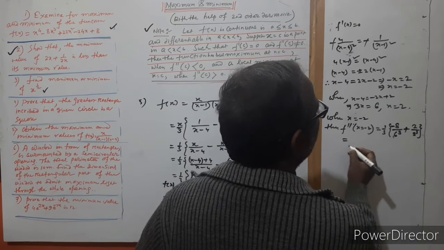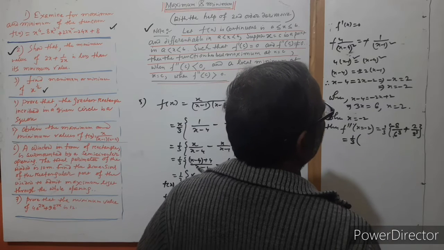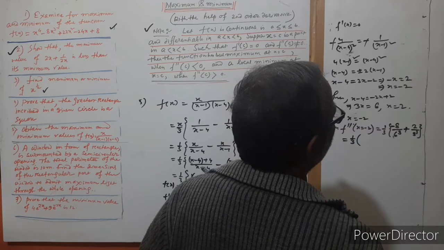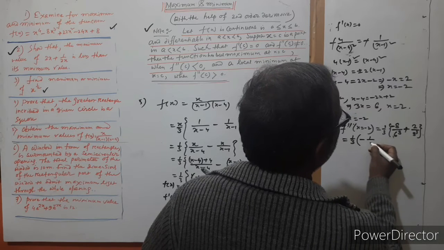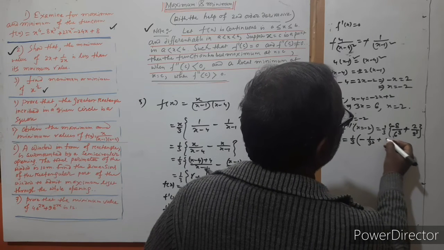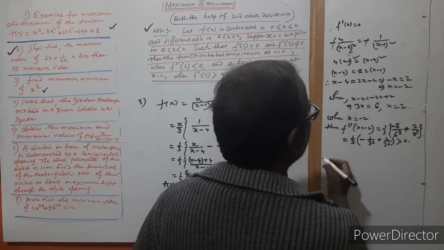Now here the 8 cancels, so this is 1 by 3 cube plus 2 by 3 cube. See, this is more than 0.